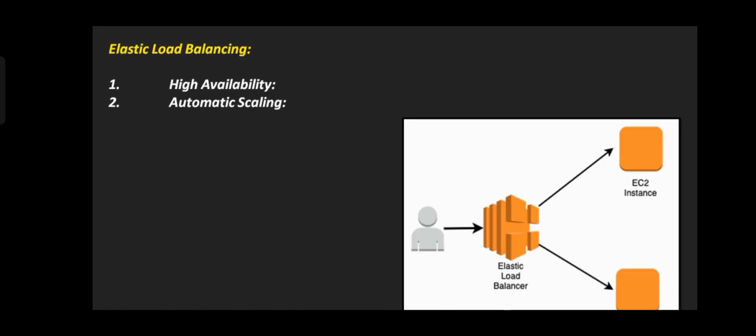Next will be ELB, that is Elastic Load Balancing. Elastic Load Balancing is a pivotal component in ensuring fault tolerance and efficient distribution of incoming application traffic. So what are the key benefits included? First, we have high availability. It distributes incoming traffic across multiple instances to ensure no single instance bears the entire load.